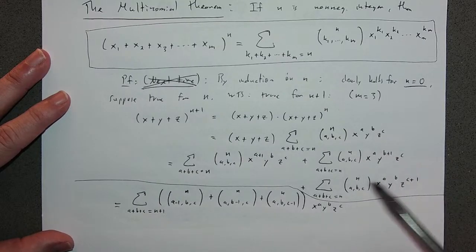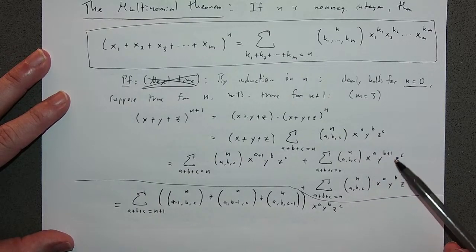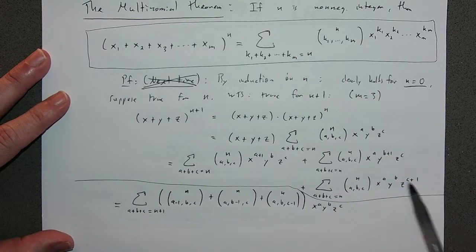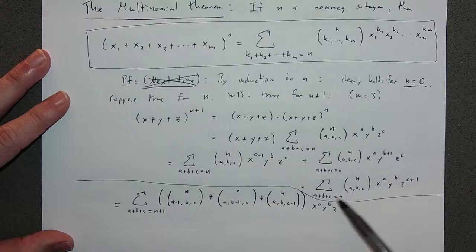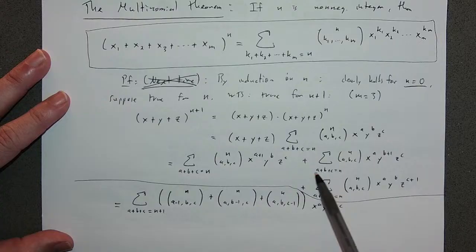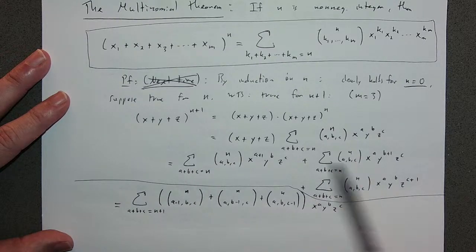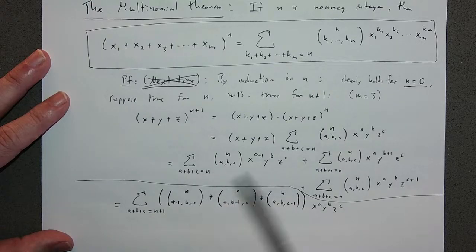In this sum, I would reindex by replacing b with b minus 1, and this sum I would reindex by replacing c with c minus 1 everywhere. Okay. Shifting the minus 1 to the other side underneath the sum, that's where I get a plus b plus c is equal to n plus 1. And then what I'm left with in each of these trinomial coefficients is a minus 1 from this sum, b minus 1 in this slot from this sum, and c minus 1 in this slot from this sum.